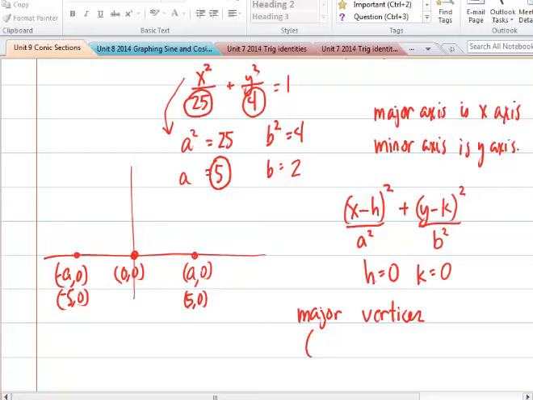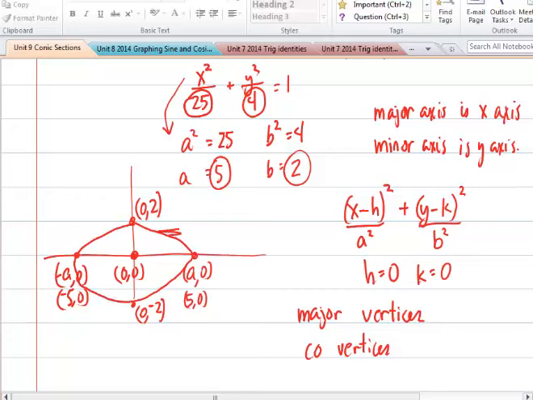Our minor vertices, or as some people would say, our co-vertices, are going to be up here above the center point, that would be 0 comma b, and this lower value would be 0 comma negative b. So when we look at it, it's basically going to be 0 comma 2 and 0 comma negative 2, and now we have enough information to draw our ellipse, which is a terrible picture. So let me try to do that again.